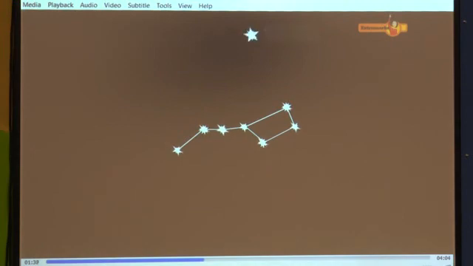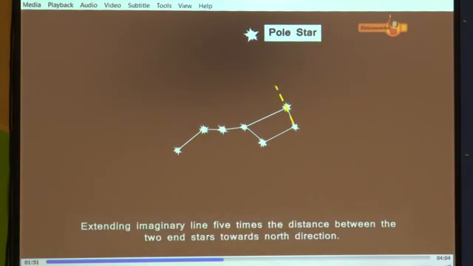Moreover, we can locate the Pole Star in the sky with the help of Ursa Major. Imagine a straight line passing through the 2 stars at the end of Ursa Major. Extend this imaginary line 5 times the distance between the 2 end stars towards the north direction. So, this leads to the Pole Star. Isn't it interesting?